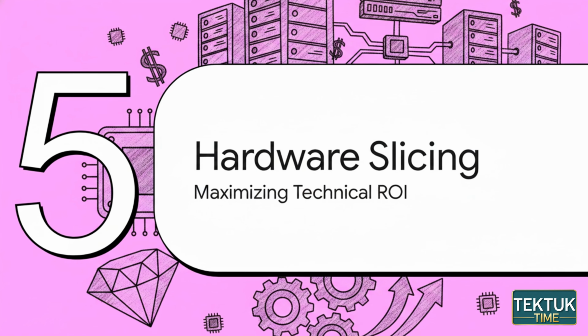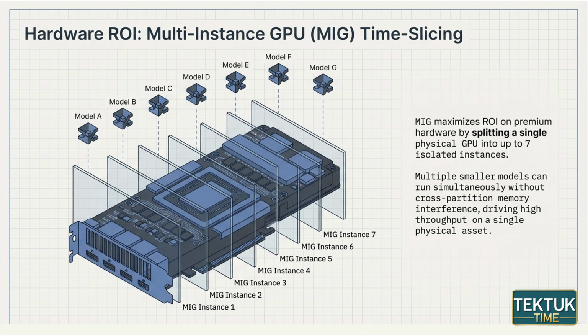Section 5. Hardware Slicing and Technical ROI. Taking things all the way down to the metal, let's examine how we actually maximize our return on investment when dealing with incredibly expensive hardware. If you manage to get your hands on a premium physical GPU, you absolutely cannot afford to leave it underutilized. By using multi-instance GPU or MIG time slicing, you can split a single physical GPU into up to 7 completely isolated instances. This means you can have model A, B, C, all the way through G running simultaneously. And because they are isolated, there is no cross-partition memory interference, driving incredibly high throughput on a single physical asset.